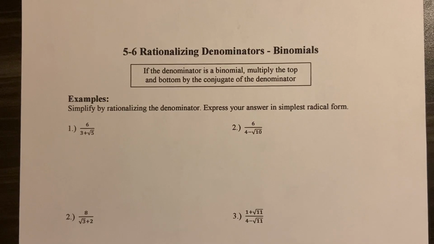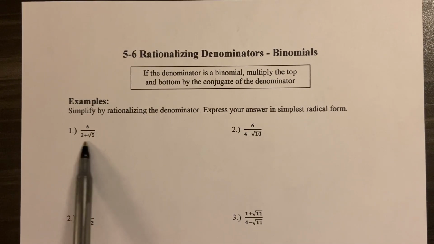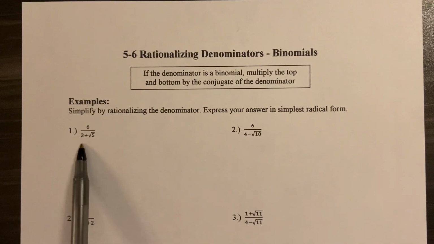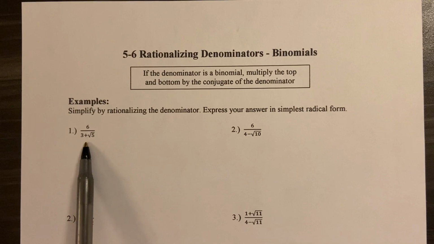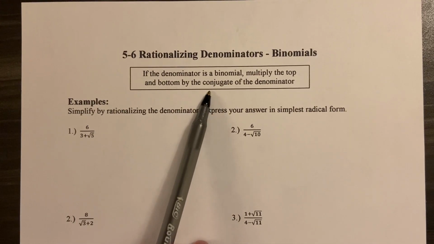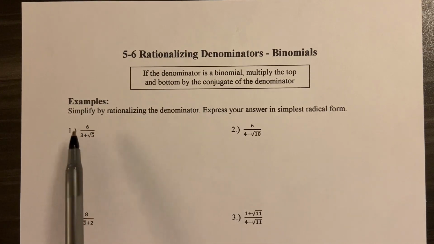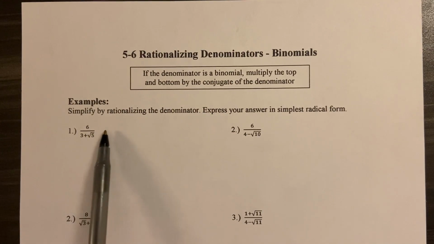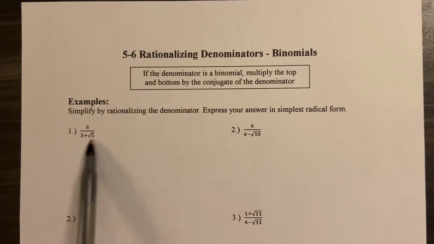Hey guys, so this lesson's called 5-6, Rationalizing Denominators, but this time we're doing it with binomials. The only difference between today's lesson and the one before is that now we have binomials, or two-termed polynomials, in the bottom of our fractions. So how we get rid of them is we multiply the whole fraction by the conjugate of this bottom part right here.